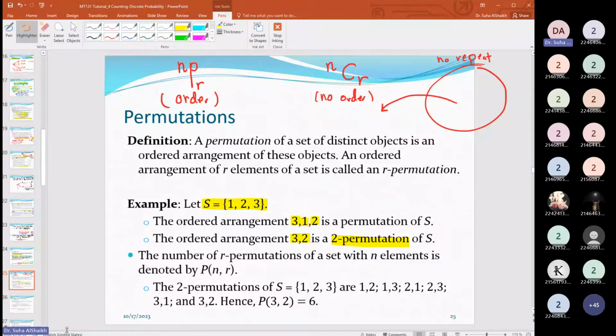Okay? فلو بجيب the 2 permutation of the set S 1, 2, 3, I'm talking about 1 and 2, 1 and 3, 2 and 1, 2 and 3, 3 and 1, 3 and 2. How many of them I have? I have 6 of them. So what does permutation mean? How many ways I can arrange 2 elements out of this set.